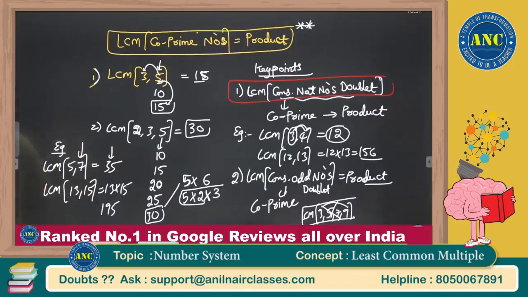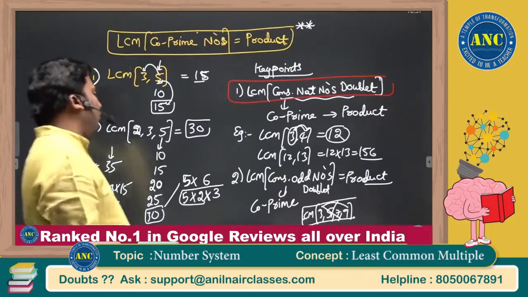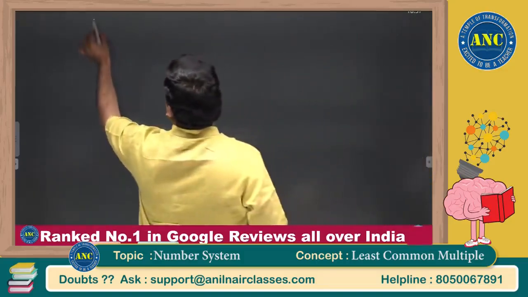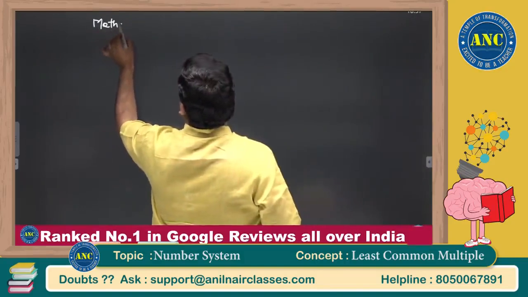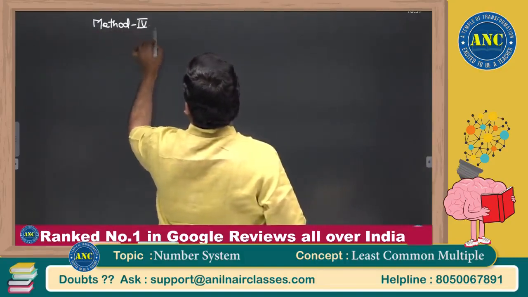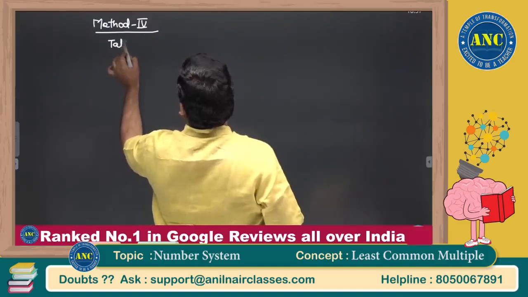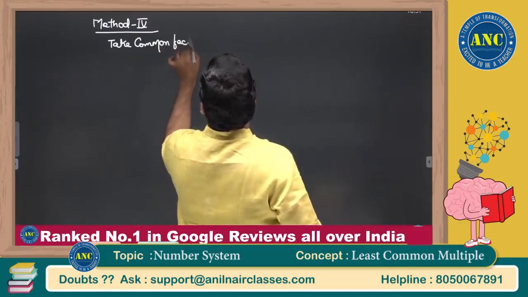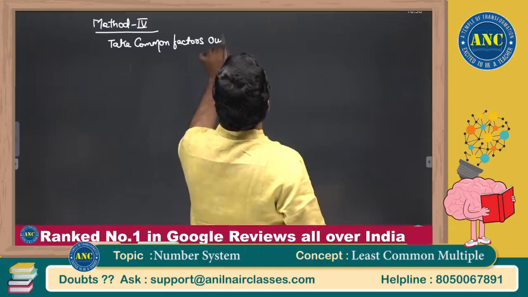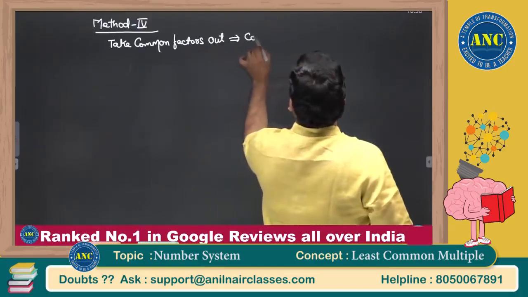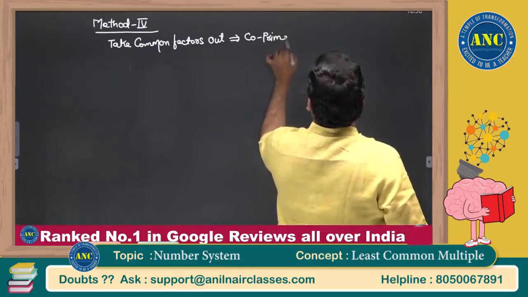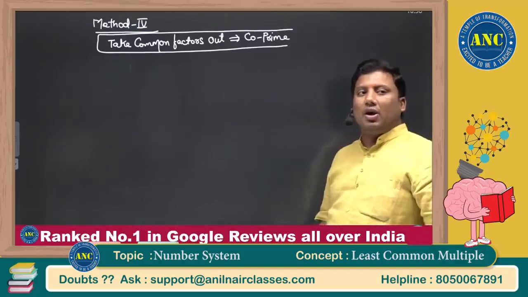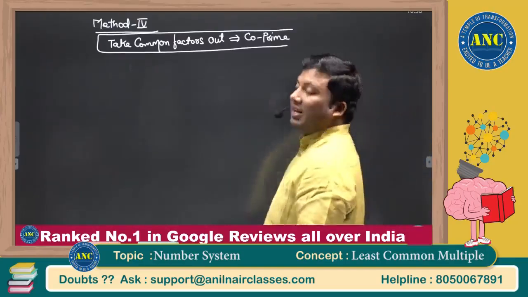Method number 4, please write it down, sir. Once the fundamentals are clear, then we will take a lot of problems to solve. Method number 4: take common factors out, or make the numbers inside co-prime, convert them into co-prime.